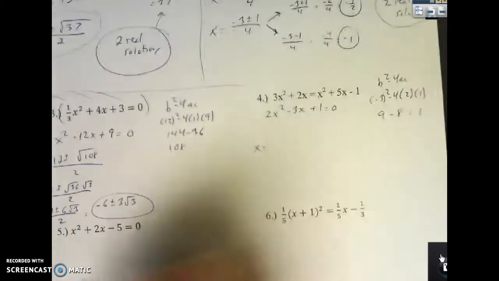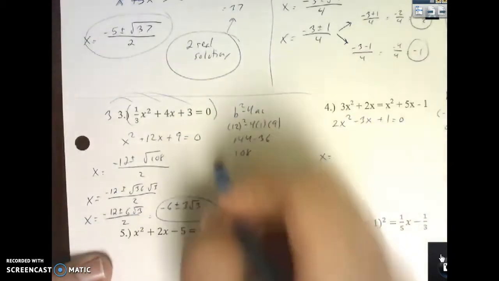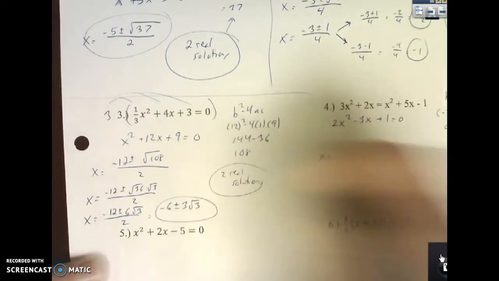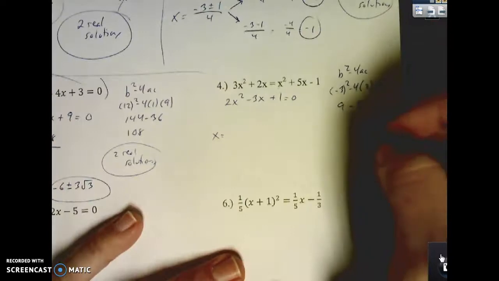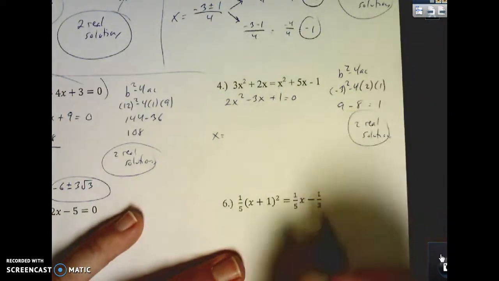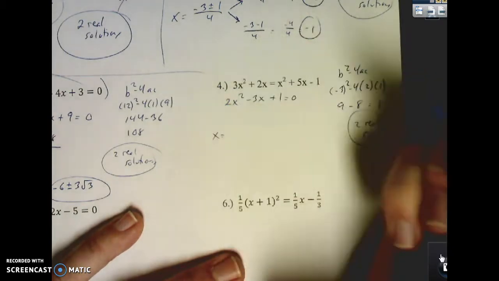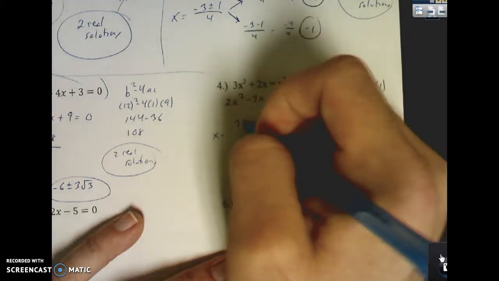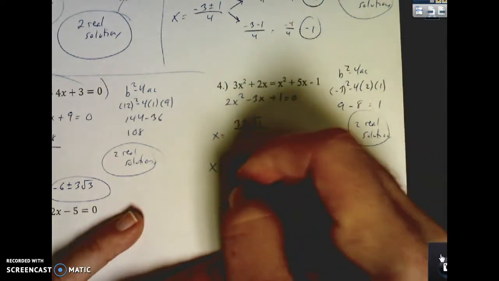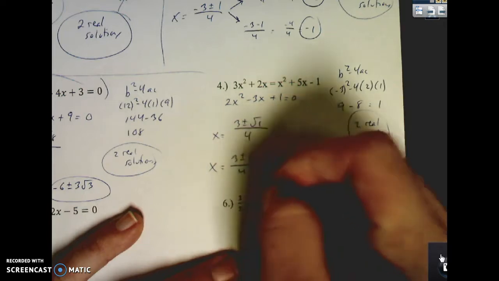I forgot the label over here. I'm sorry. Because this is positive, this is 2 real solutions. x equals negative of negative 3, which is positive 3, plus or minus the square root of 1, divided by 2 times 2, which is 4. Much the same. x equals 3 plus or minus 1 over 4.